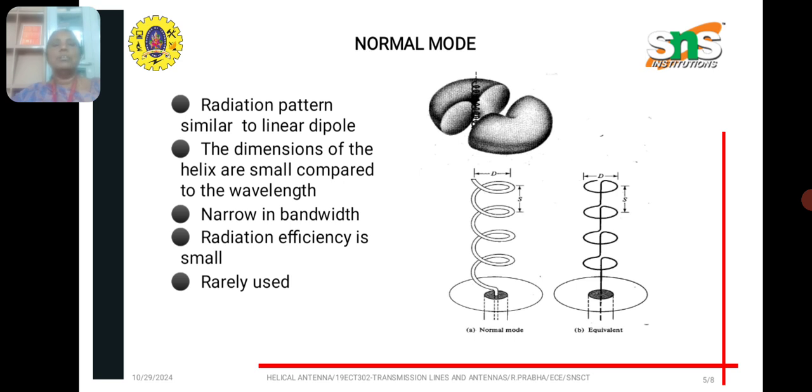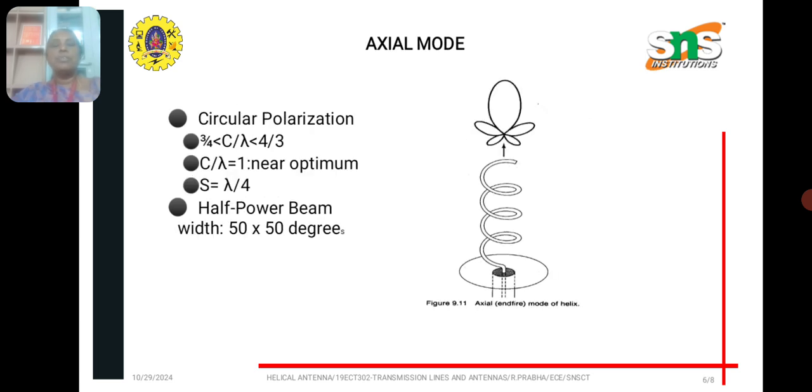If we inspect the radiation pattern in normal mode of operation, it is similar to the linear dipole antenna, that is, it provides a bidirectional radiation pattern, and the bandwidth is narrow. Radiation efficiency is also very small. Because of these disadvantages, the normal mode of operation of the helix is rarely used. The next type of operation is the axial mode of operation.